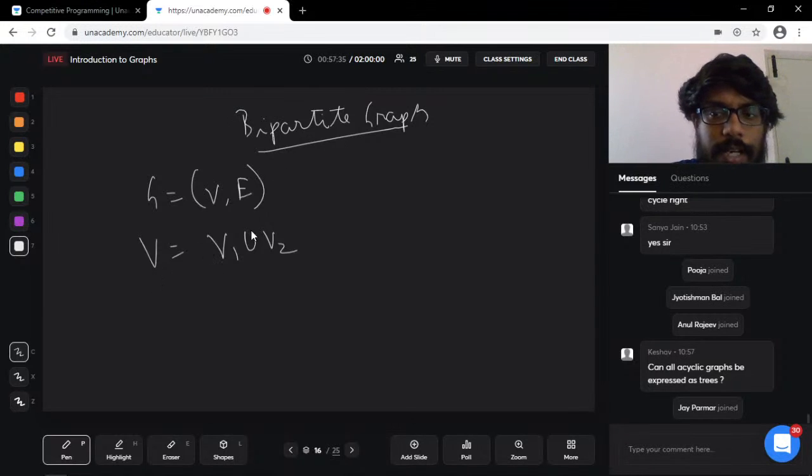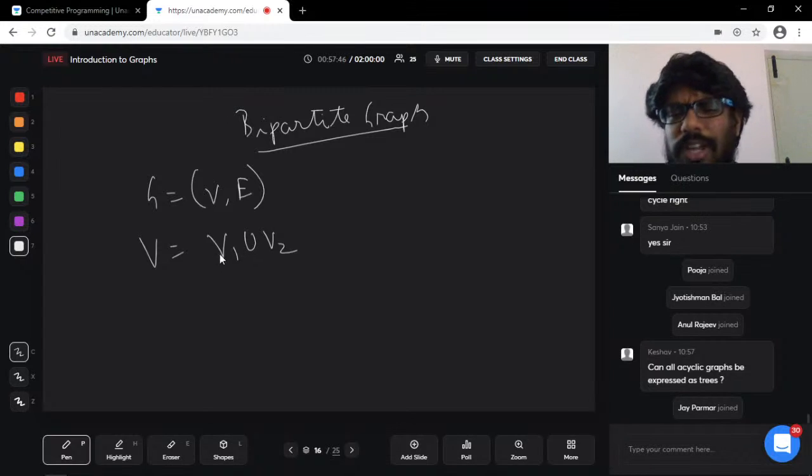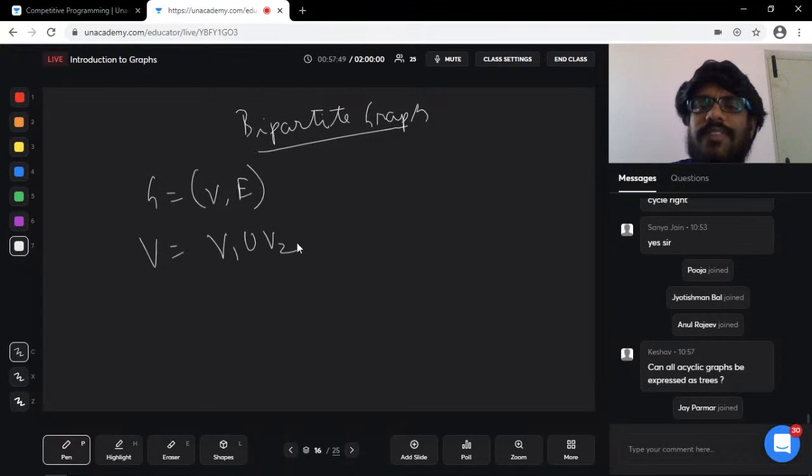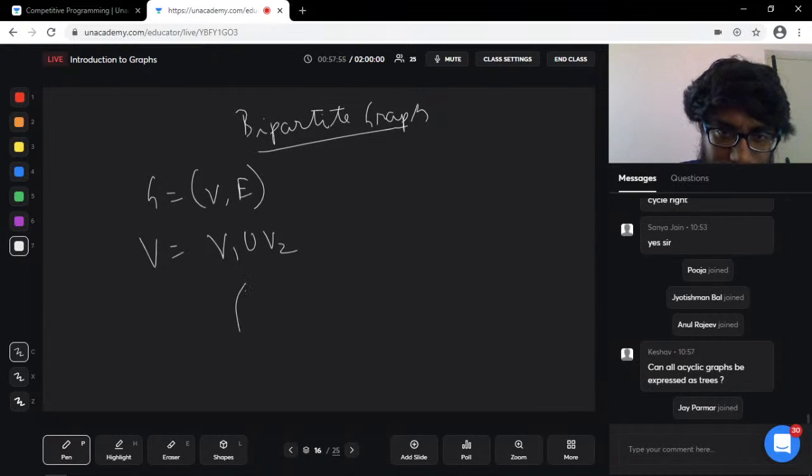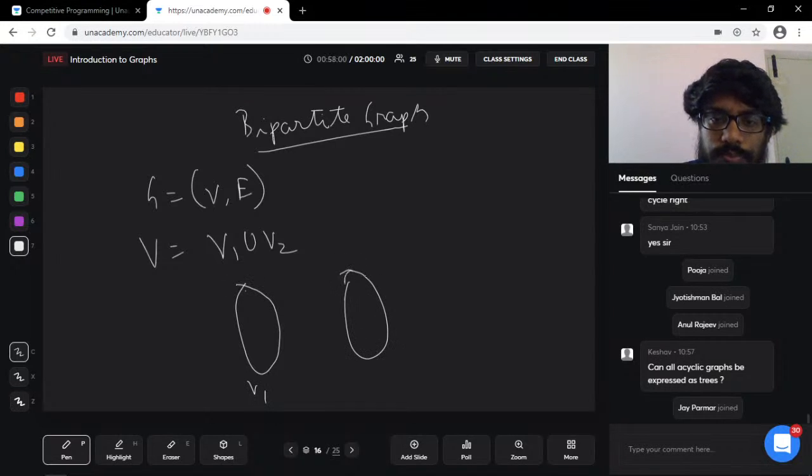So coming back to bipartite graph, G equal to V comma E, and V I can write as V1 union V2. Do you know what a disjoint union is? For now let's just think of it as V1 union V2, where V1 and V2 are disjoint of each other, right? So my vertex set, I can think of it as V1 and V2, such that V1 has some vertices, V2 has some other vertices, and all the edges are only between V1 and V2. So I can have lots of edges like this.